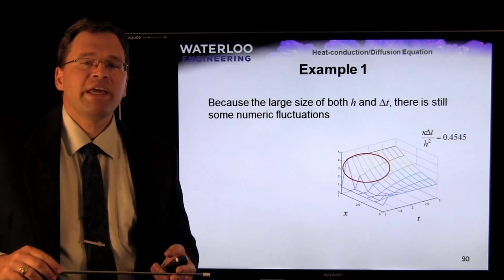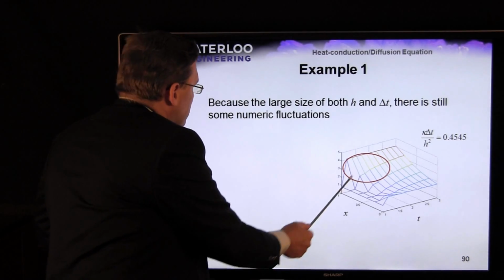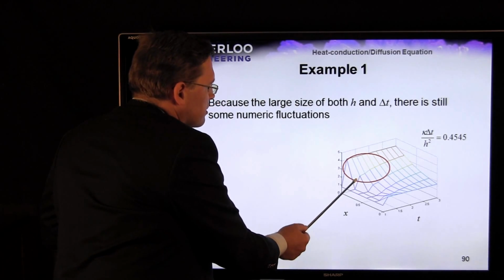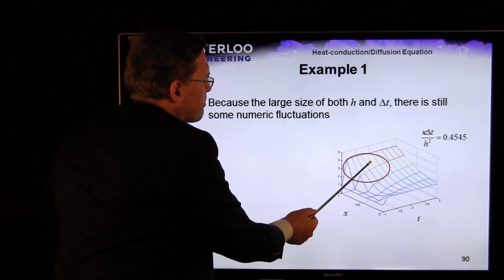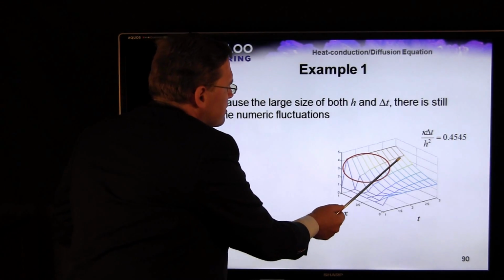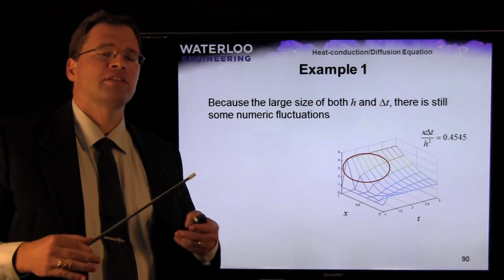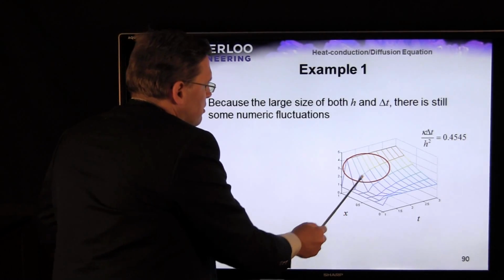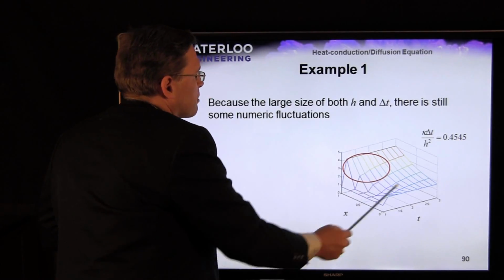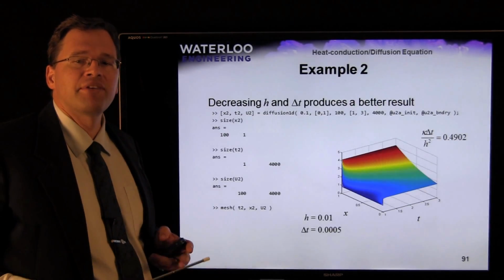Now, we have a very large h and a very large delta t, so notice what happens. There are still some weird fluctuations. It's warming up quickly, then it's warming up slower, then slightly quicker again, and then at an ever gradually slower rate. That's because we have a very coarse approximation, but at least that ratio is still less than 0.5.